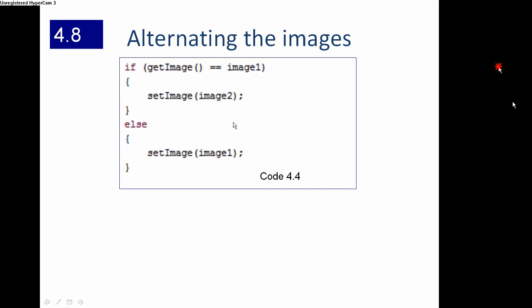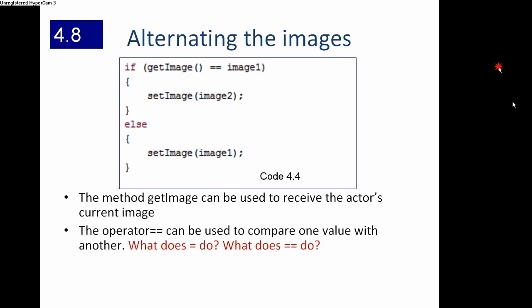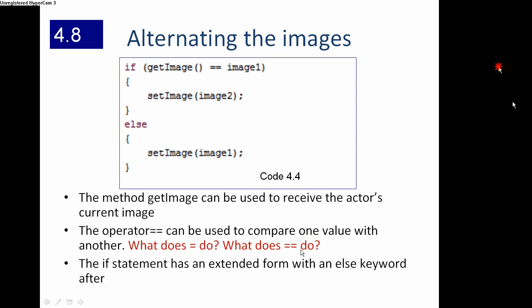So here's the actual code. Notice we're using the getImage method. We're going to say, what is the image currently being used? If it is equal to image 1, then we're going to switch it to image 2. Otherwise, it must already be image 2, so we're going to set it back to image 1. The method getImage can be used to receive the actor's current image. The operator equal can be used to compare one value with another. What is that called? Answer that. What does the equals do?